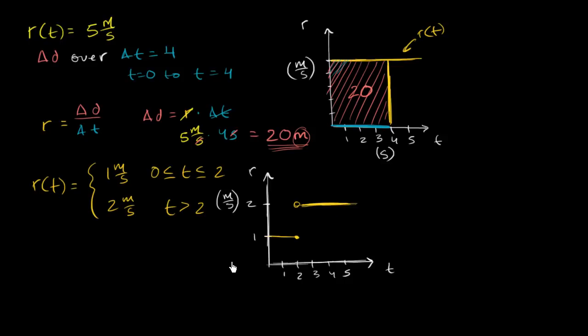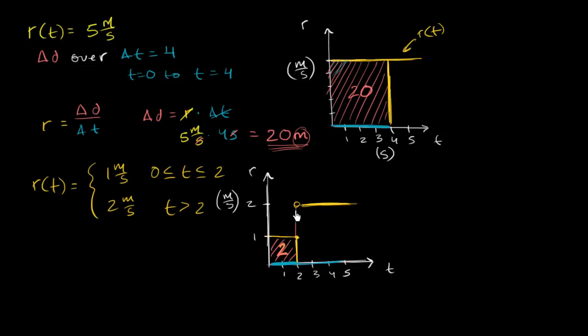Now, what is our total change in distance over the first 5 seconds here? Well, we can break up the problem. Over the first 2 seconds, the change in time is 2 seconds, times a constant rate over those 2 seconds. So it's going to be 2 seconds times 1 meter per second. That's going to give us 2 meters. So this here, let me do that in orange, is going to give us 2 meters there.